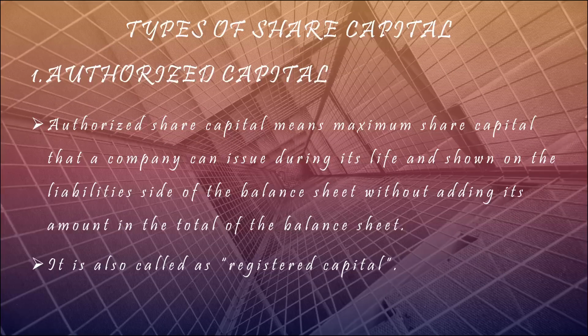Next one is the types of share capital. First one is the authorized share capital. Authorized capital is also called nominal capital, and it is also known as registered capital. Authorized share capital means the maximum share capital that a company can issue during its life, and it is shown on the liabilities side of the balance sheet without adding its amount in the total of the balance sheet.